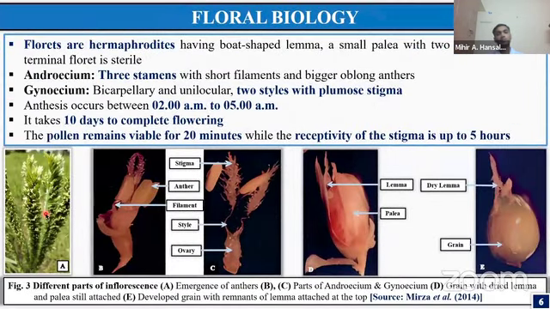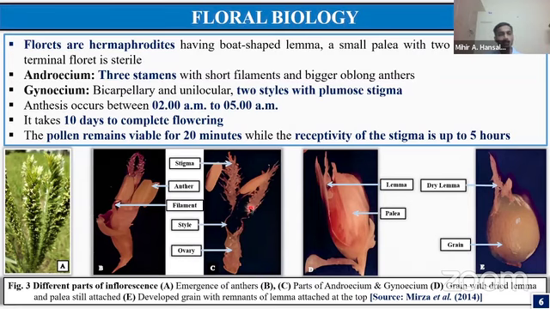Now we will talk about the floral biology of the finger millet. So florets are hermaphrodite, having boat-shaped lemma, small palea with two lodicules, and the terminal floret is sterile. Here you can see in picture A. If we talk about the parts of androecium, then it contains three stamens. You can see in figure B, where anthers are oblong and big, and the filaments are short.